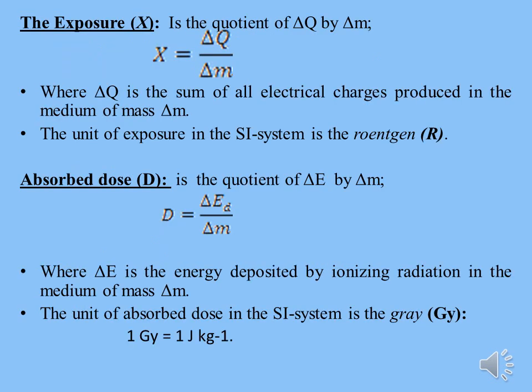The exposure, X, is the ratio of delta Q by delta M, where delta Q is the sum of all electrical charges produced in the medium of mass delta M. The unit of exposure is the Röntgen, R. Absorbed dose, D, is the ratio of delta E by delta M, where delta E is the energy deposited by ionizing radiation in the medium of mass delta M. The unit of absorbed dose in the SI system is the Gray, Gy, where 1 Gray equals 1 joule per kilogram.